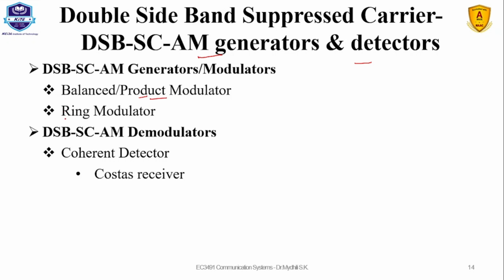The next case is the ring modulator, which uses four diodes: D1, D2, D3 and D4. And next is a DSB-SC-AM detector or demodulator, where we will be using a coherent detector. The meaning of coherence is that the signal we are using is synchronized with respect to the signal we used earlier. Next, under coherent detection, we will have the Costas loop receiver. So we'll see them one by one.